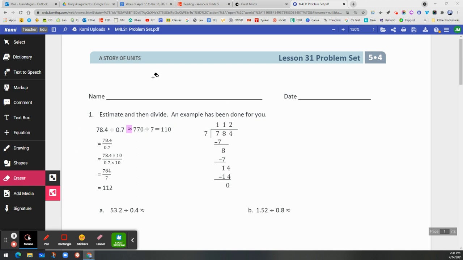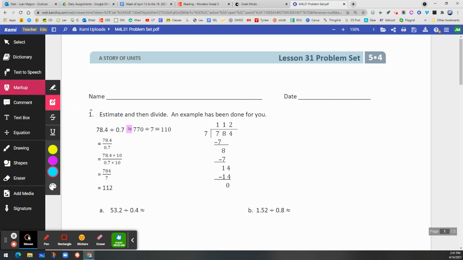Magno. Okay, we're looking at division. This is plain and simple. It's division. This is our lesson 31. So this lesson says that we need to estimate and then divide.